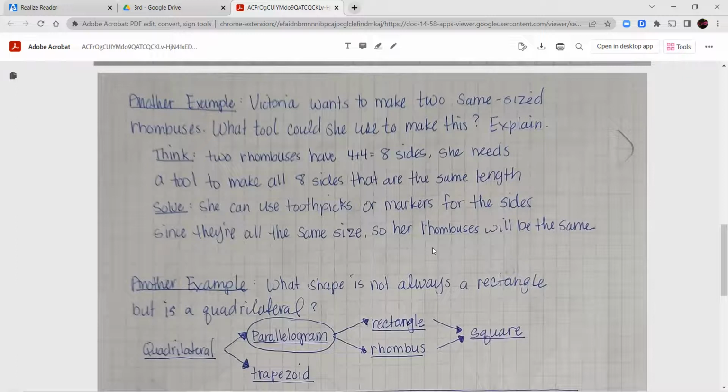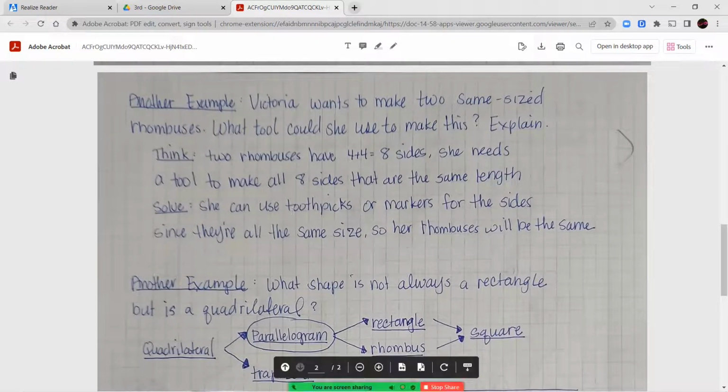If I want to make two rhombuses, a rhombus has four sides, so two of them is going to be 4 plus 4, or 8 sides altogether. Now she needs a tool to make all 8 sides that are the same length. So I want to think of something I can use to make the sides all the same. I can use toothpicks or markers, or maybe unused crayons. Those are all the same size. And I can use those to make the sides of the rhombuses, and that will make the rhombuses all the same size.